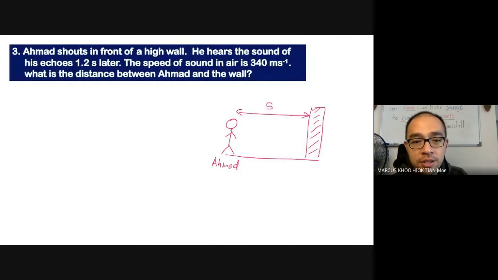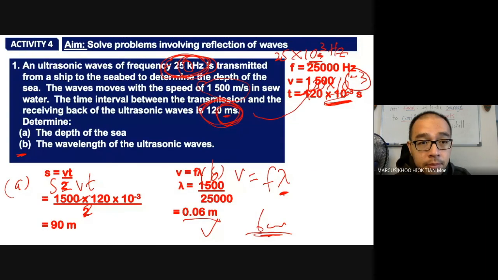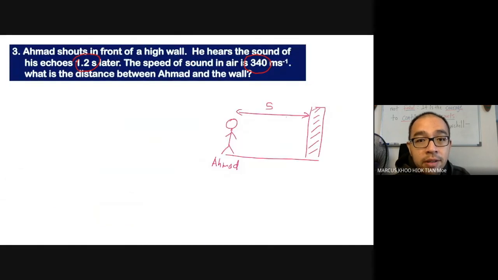Question number 2, whatever. Ahmad shouts in front of a high wall. He hears the sound of the echo 1.2 seconds later. This is the same as the trumpeter just now. The speed of sound in the air is 340 meters per second. Take a look at this: speed in water is 1,500, while the speed of sound is only 340 in the air. Which is what I said just now, the speed of sound in water is much faster. You may not be able to hear it, but it's definitely true that the speed is faster in water.